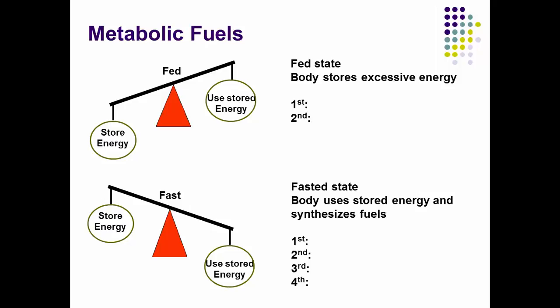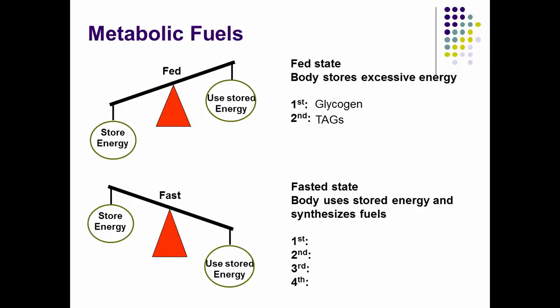So in the fed condition, the body stores excess energy first in the form of glycogen, right? And second, in the form of triglyceride. So these are the two major stored energies that can be synthesized or stored in the fed condition.